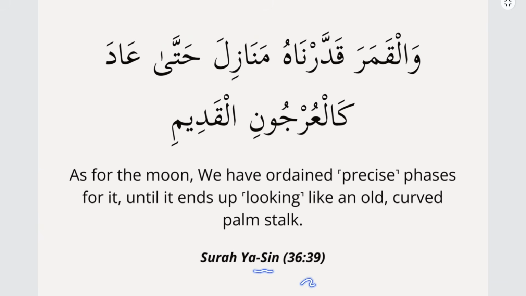In Surah Yasin, Allah says, وَالْقَمَرَ قَدَّرْنَاهُ مَنَازِلَ حَتَّى عَادَ كَالْعُرْجُونِ الْقَدِيمِ. The word manazil is describing the phases or the orbits of the moon.